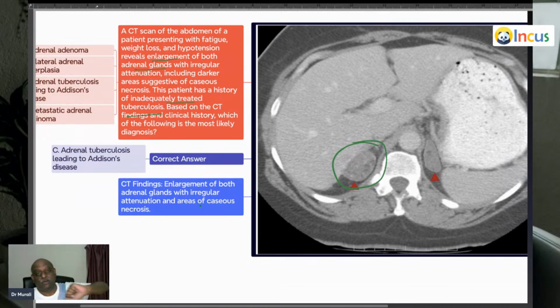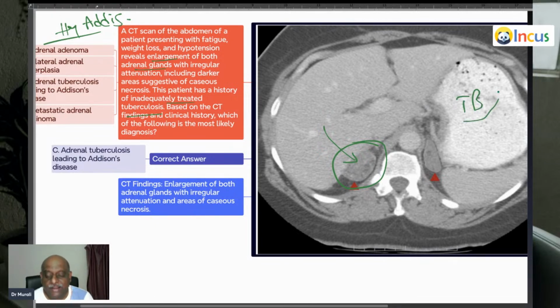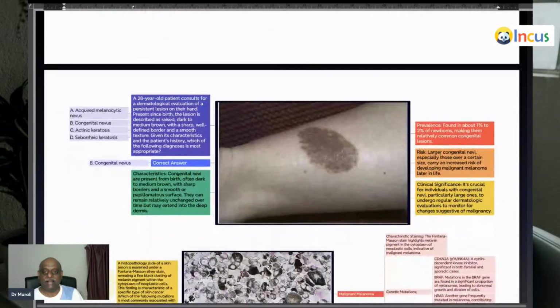So hypoadrenalism. What is the most common cause of hypoadrenalism? Adrenal dysfunction, adrenal hypofunction. In the West, it is Addison's, where there is an autoimmune destruction of the adrenal. But हम इस देश के वासी हैं जिस देश में टीबी बहती है. In India, it is tuberculosis which leads to development of adrenal destruction leading to hypoadrenalism is what you need to remember.